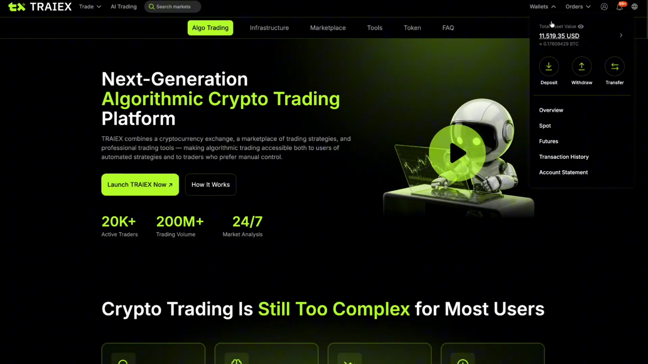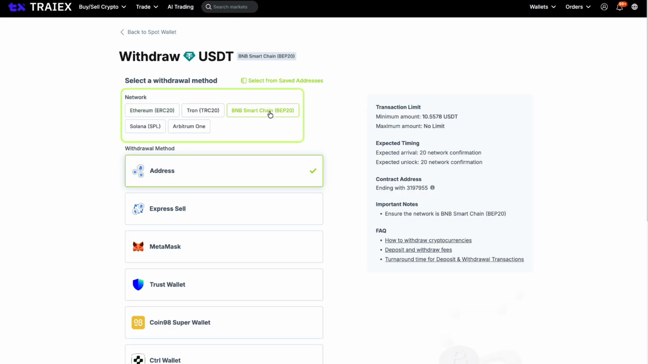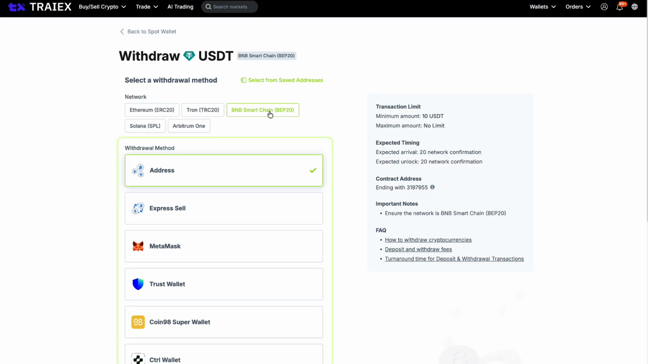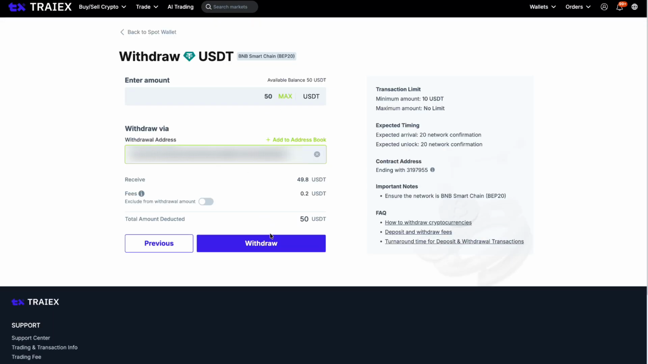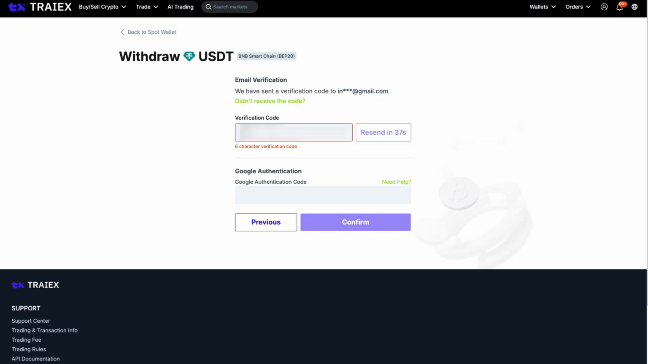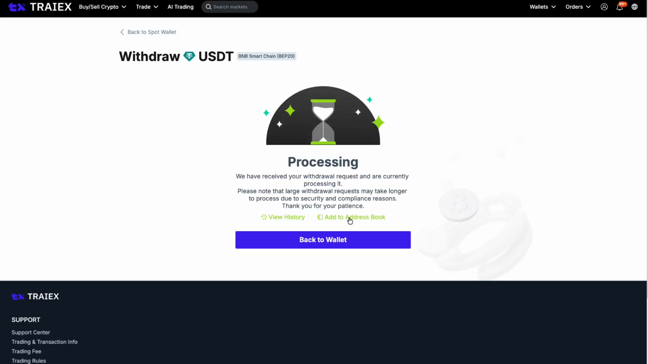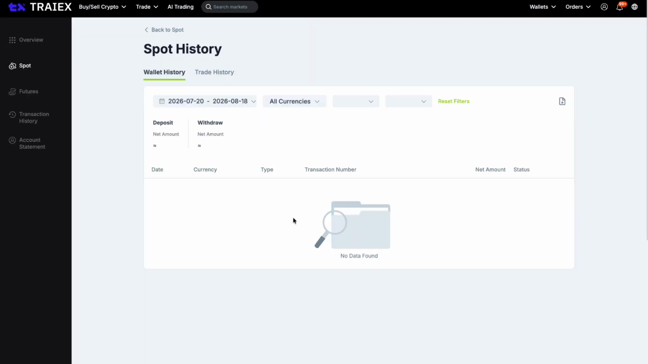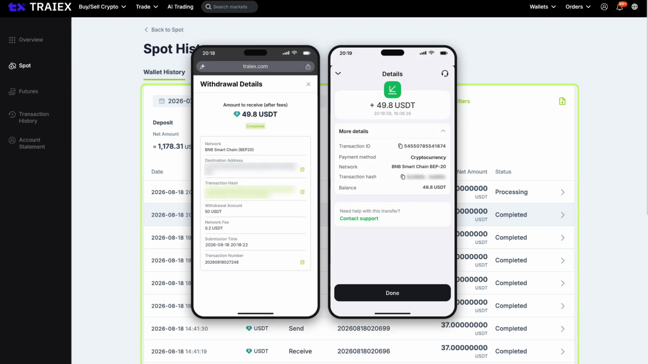Now let's withdraw funds to an external wallet. The platform shows the available methods: an address on the main networks, Ethereum, Tron, BNB Smart Chain, Solana, Polygon, or directly to popular wallets. We select the BNB network and fill in the address and the amount. The operation is protected by a double confirmation, a code from the email and Google Authenticator. The request is created and will be processed automatically. In the wallet history, you see all deposits and withdrawals with transaction numbers and statuses. The full path of the funds is transparent and verifiable.